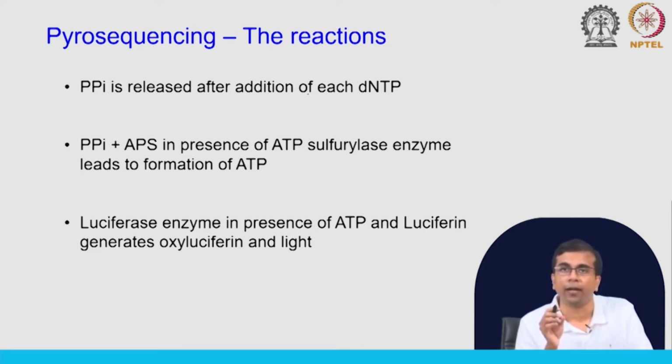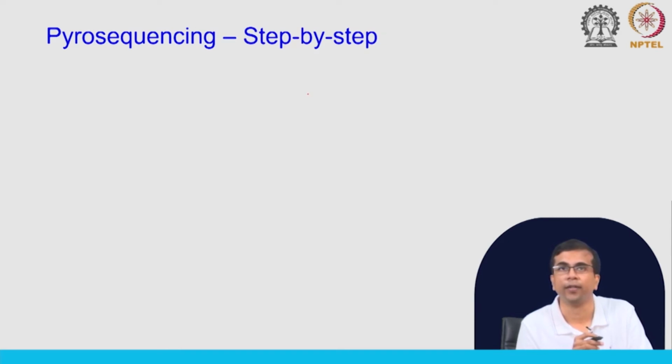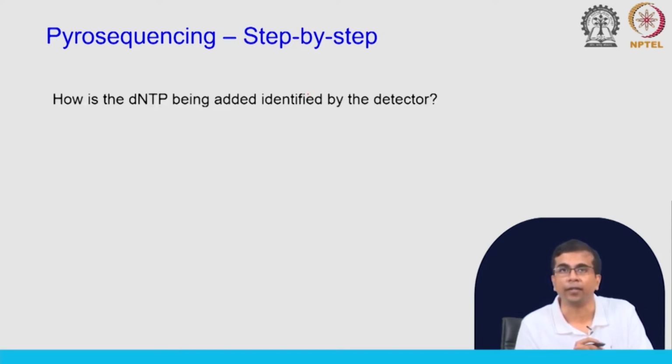Okay. Now, this is the principle, right, and the detection happens by the light signal that is emitted because of all these reactions that are happening inside these wells. And you have a detector that detects this light. Okay. So, step by step let us look at this.